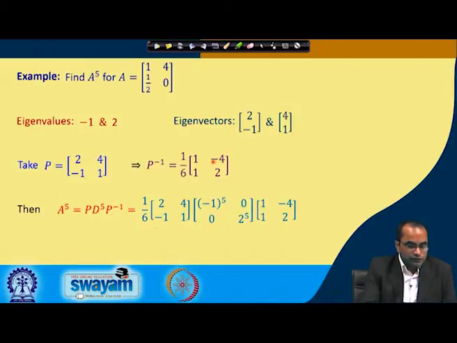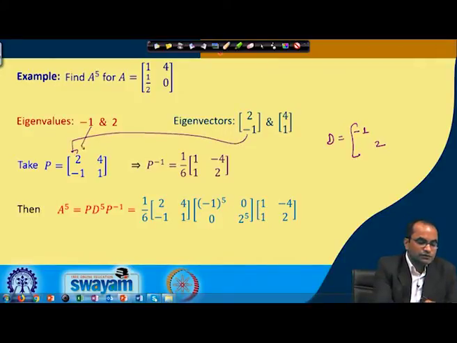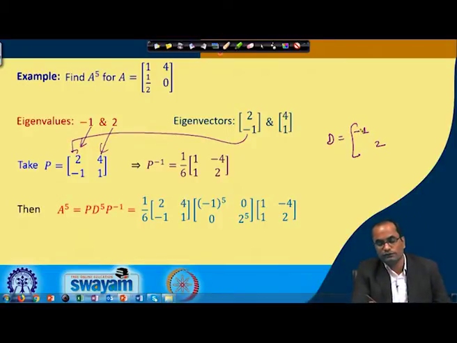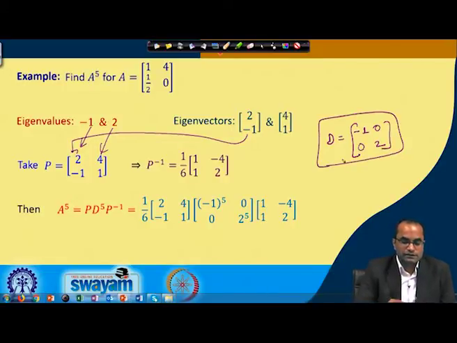Looking at this, we have P inverse, and then D. What will D be? We have the eigenvalues -1 and 2. D will simply be these eigenvalues placed in the same order as we placed the eigenvectors in P. The first was corresponding to -1, the second corresponding to 2, so this order will be maintained in D. So, the D power 5 is just -1 power 5 and 2 power 5.